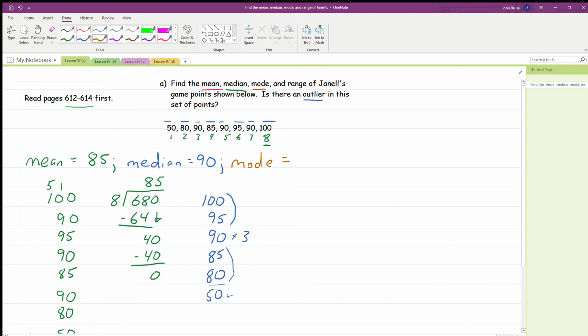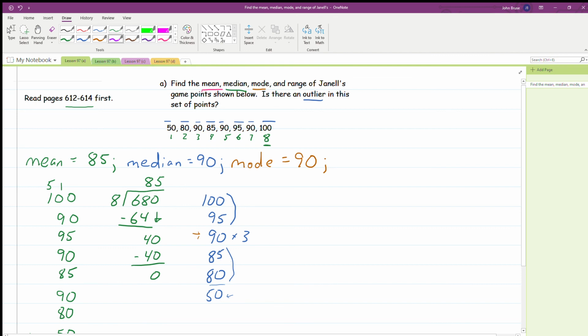Well, there was only one 100, there was only one 95, there was only 185, there was only 180, there was only 150, but there were 3 90s, so we had most of our 90. So our mode is going to be the one that's the most, which is 90. All right, let's go ahead and switch.